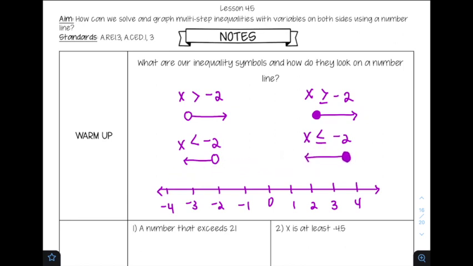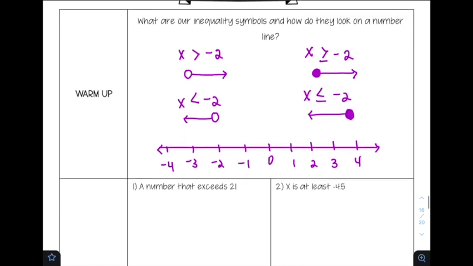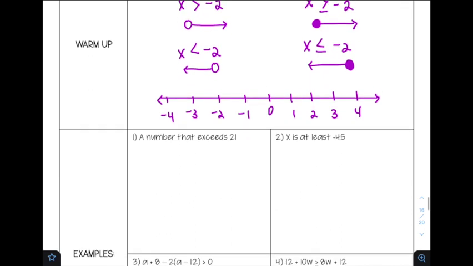All right, so for our practice, for number 1 and 2, we are going to translate our verbal expressions: a number that exceeds 21, and x is at least -4.5. Then we're also going to graph it on a number line. We're going to create our own number line, because it's not given, and plot and represent that inequality there.